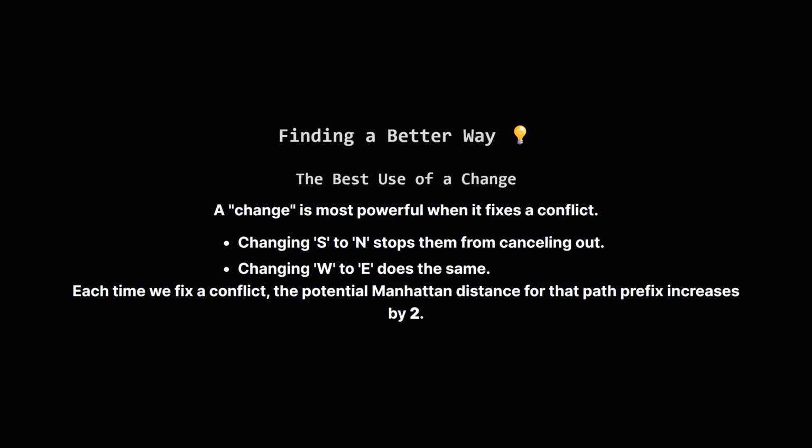The most powerful thing we can do is resolve a conflict. For example, if our path has a north and a south, they cancel each other out vertically. But if we change that south to a north, we've done two things. We've removed a move that was hurting us, and we've added a move that's helping us. The net effect on our final vertical position is a change of 2. This means each fix can add 2 to our total Manhattan distance.